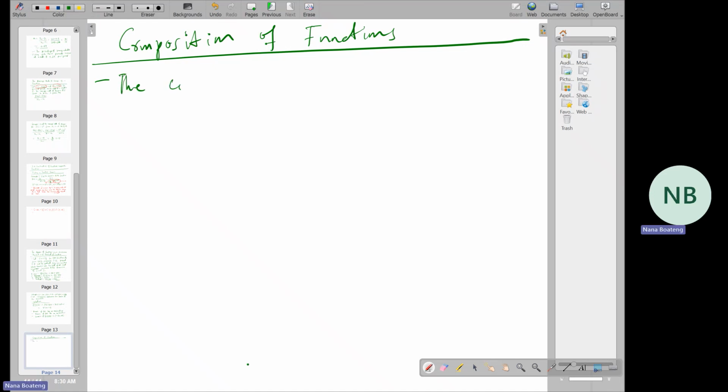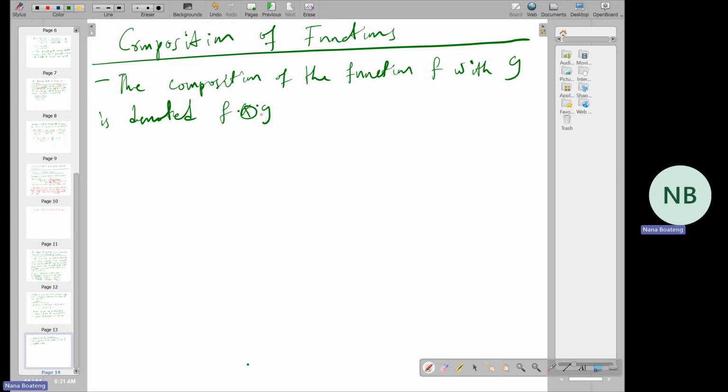The composition of the function f with g is denoted f, this sign, which is how we denote the composition of a function, and is defined by the equation.